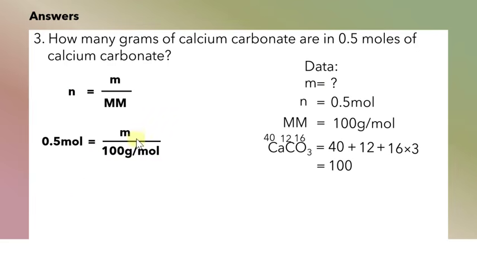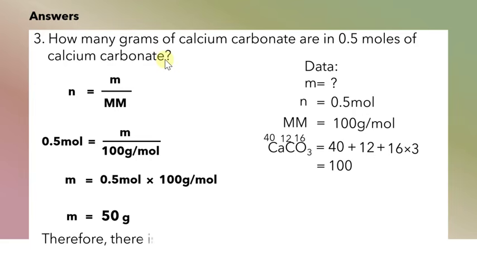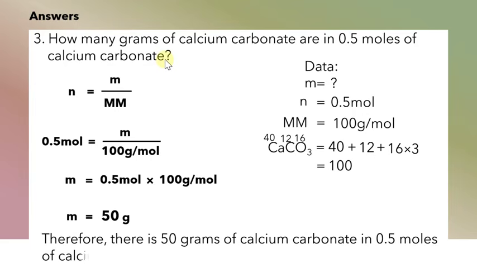Then what you are going to do is to make M the subject of the formula, which will be equal to 0.5 moles times 100 gram per mole, like that. Then this mole and this mole will cancel. So what you are going to remain with is 0.5 times 100, which will be 50. Then you remain with a gram here. So what we are going to say is that therefore there is 50 grams of calcium carbonate in 0.5 moles of calcium carbonate.